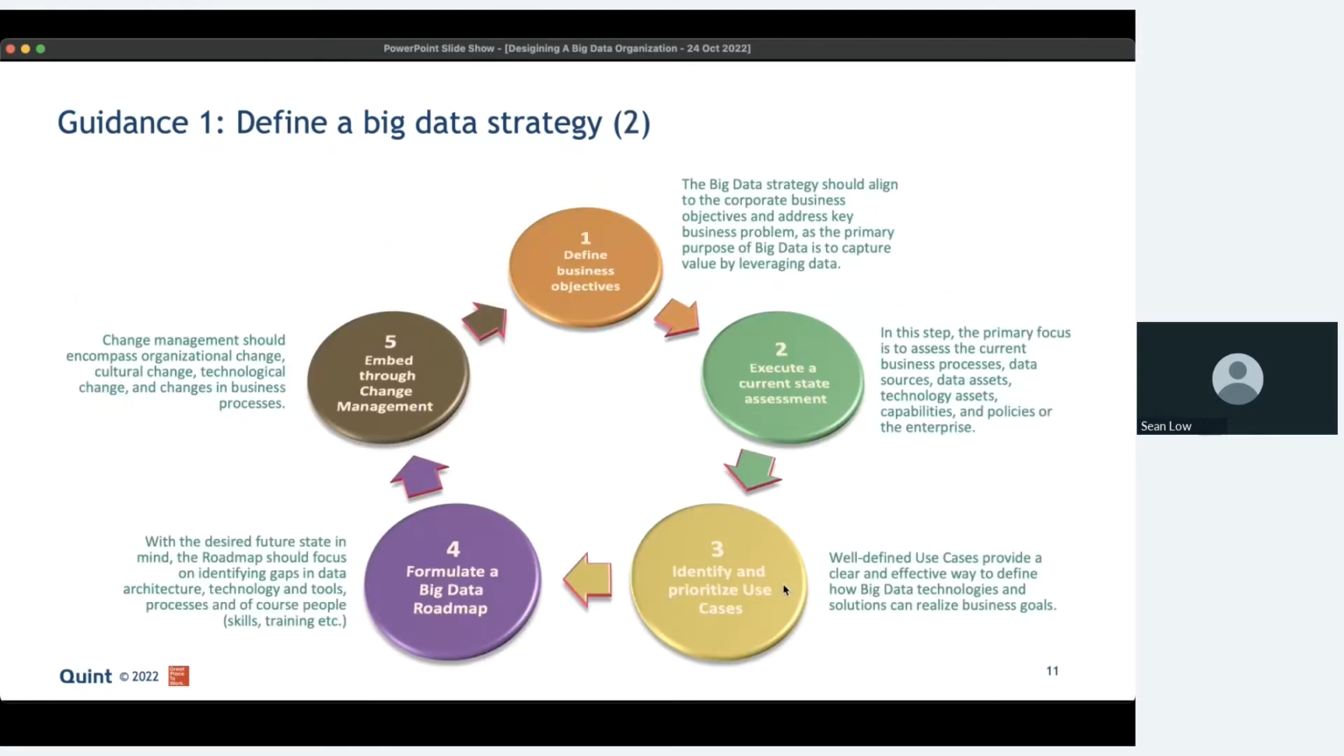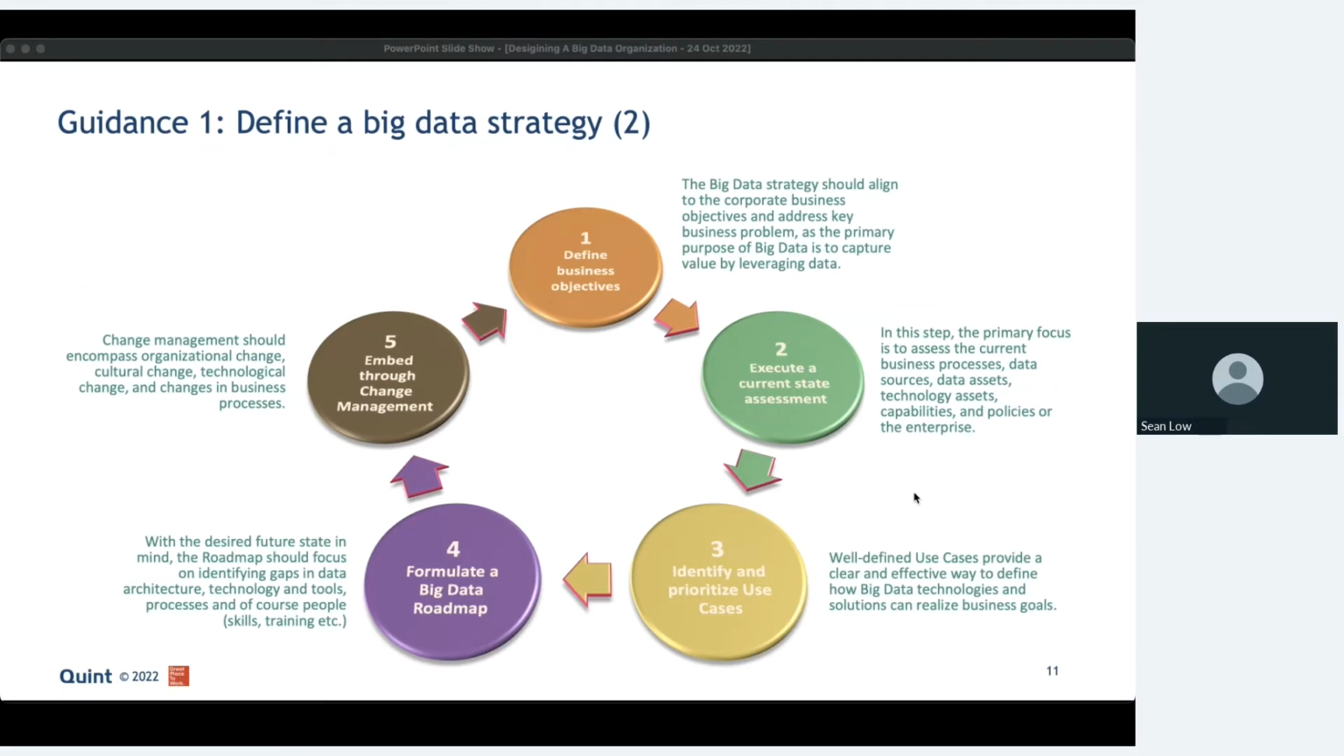We do that by defining the business objective. We need to align our big data strategy to the corporate business objective, looking at what business problems we want to solve. We then go to step 2 by executing a current state assessment. Looking at what we want to achieve, we need to understand our current abilities or capabilities. We can't go in blindly saying, oh, we have everything, we can do this.